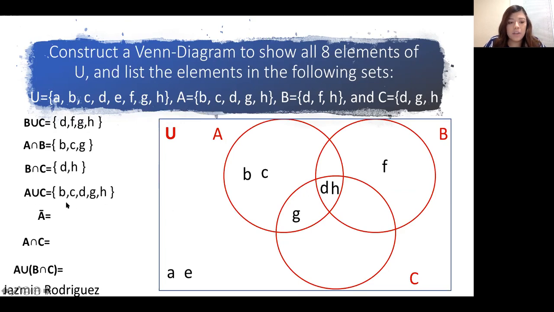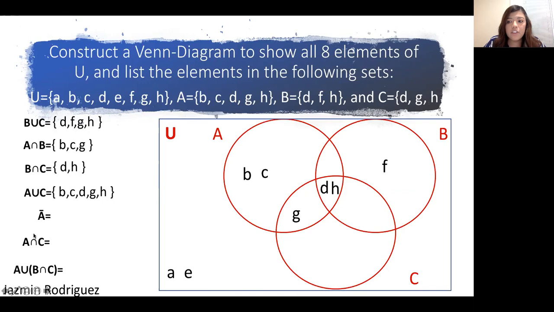And that's going to be which elements are in A or C. So we have to list all of them. So we have B, C, D, G, and H. Those are the ones that are found in both of these.